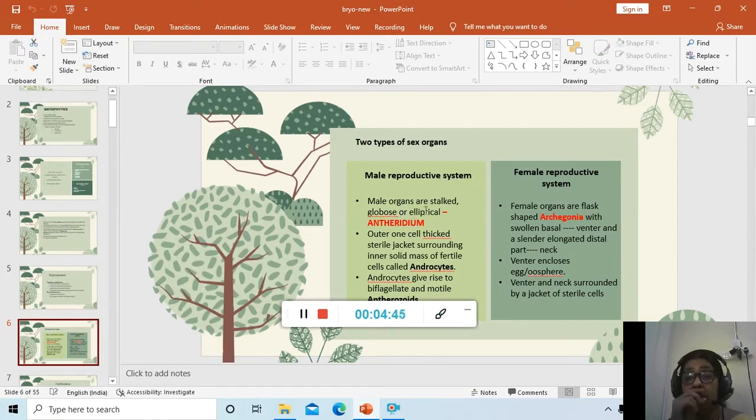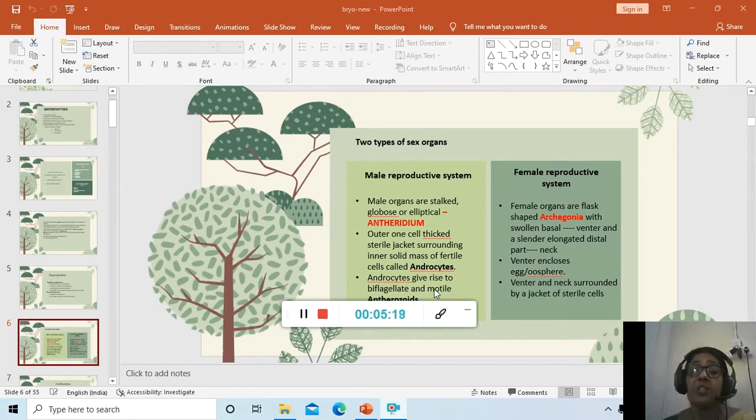The antheridium is stalked, globose or elliptical in shape. It is covered by a thick-walled sterile jacket, and inside the antheridium you can see fertile cells called androcytes. These androcytes later give rise to biflagellate motile antherozoids. That is the antheridium. Whereas the female reproductive structure is the archegonium.